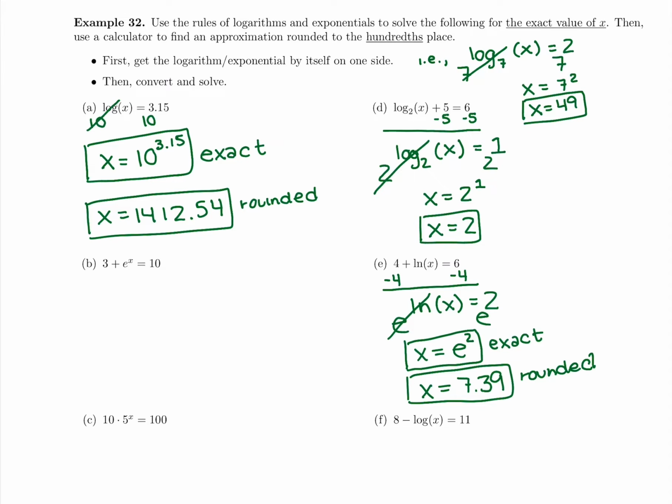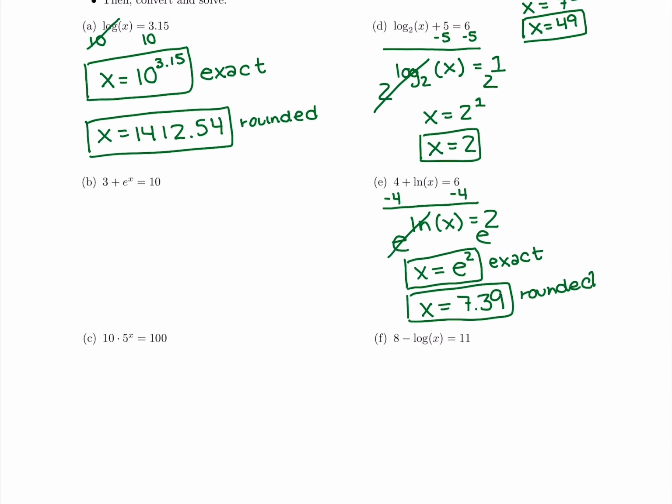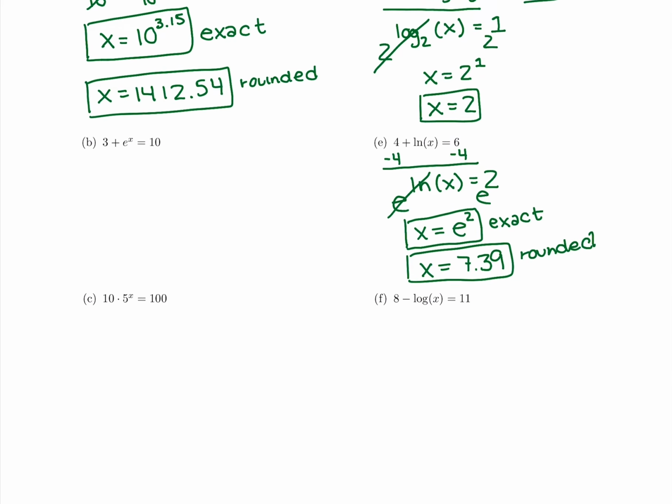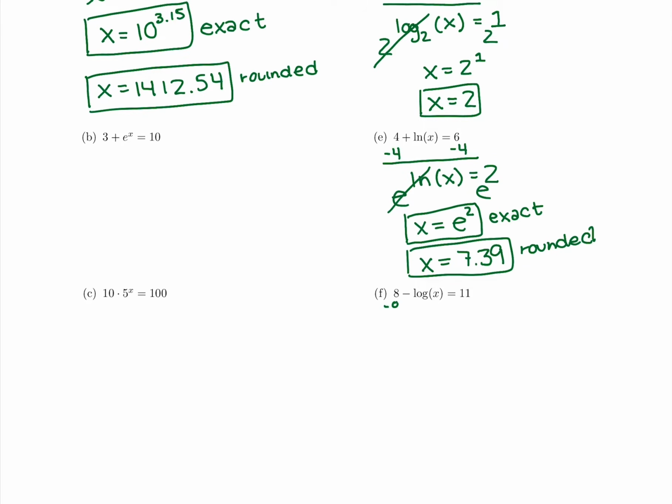Okay, I'm going to move down to letter F. I'm trying to solve all the logs first, then we'll come back to the exponentials. So looking at letter F, I have 8 minus log of x equals 11. So first task, we want to get the log by itself. So I'm going to subtract that 8 to move it over. It's going to give me negative log of x equals 11 minus 8 is 3.